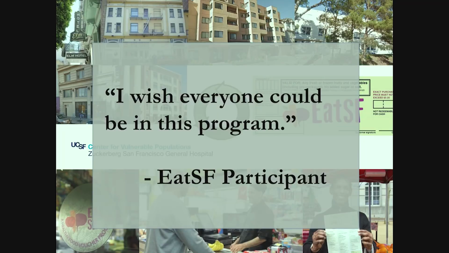We now have every low-income pregnant woman in the city receiving Eat SF vouchers to the tune of $40 of fruits and vegetables per month. Now this works. Oh, this is just my favorite quote. "I wish everyone could be in this program." We do too. If we had enough money, we would put everyone in it.